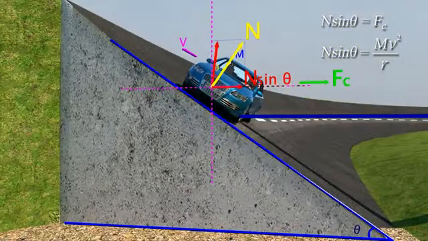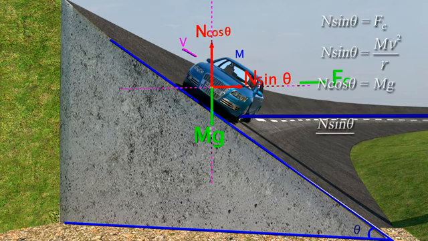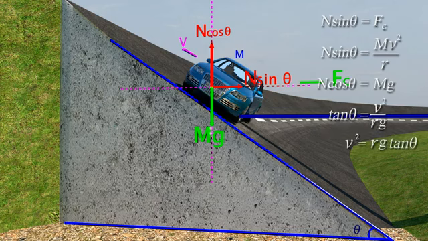The vertical component of the normal force balances the weight of the vehicle. So, N cos theta is equal to mg. From these equations, we arrive at the equation tan theta equals v squared by rg. Thus, v is equal to root over rg tan theta.